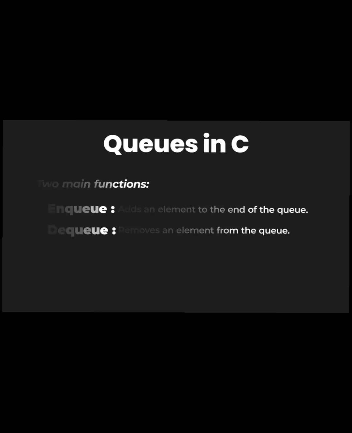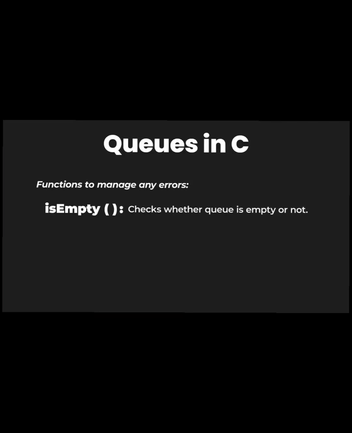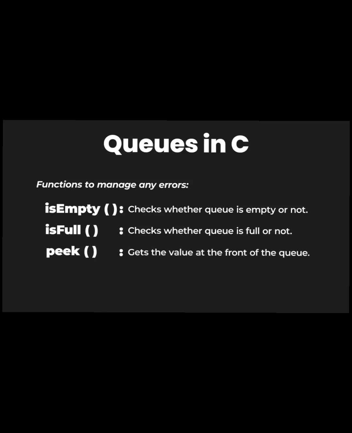We include three more functions which help to create a program that is not prone to error. These functions are isEmpty, which checks whether the queue is empty or not; isFull, which checks whether the queue is full or not; and peek, which gets the value at the front of the queue.